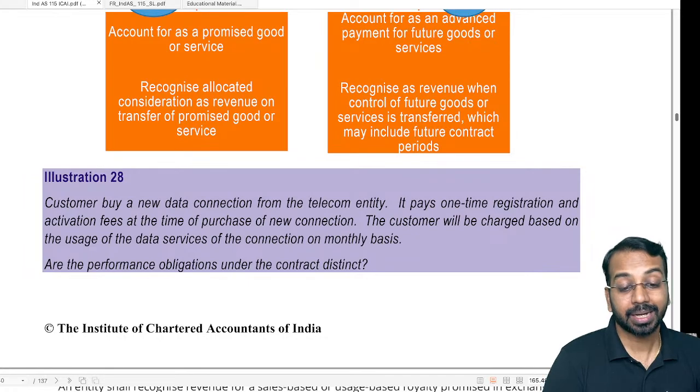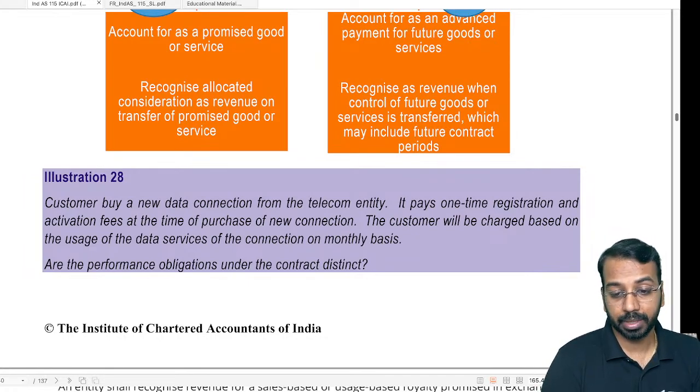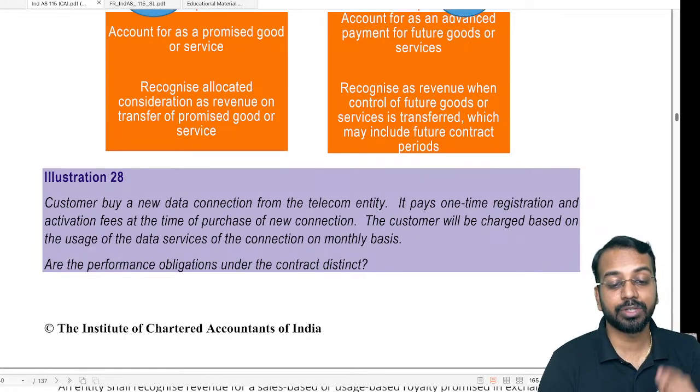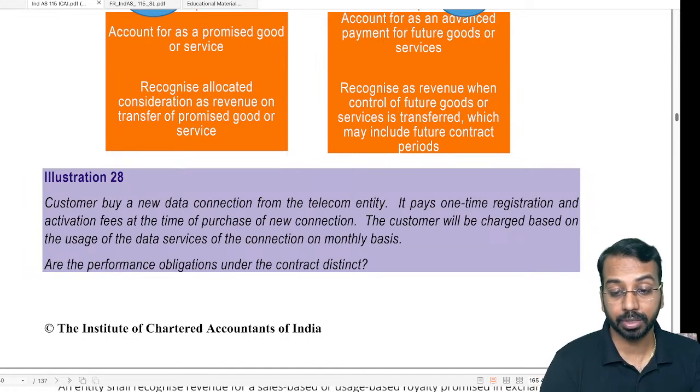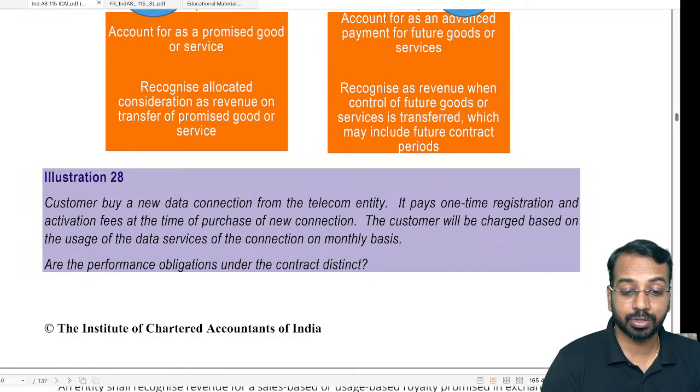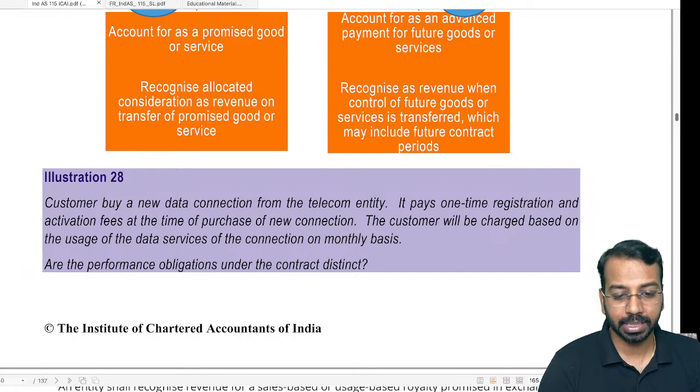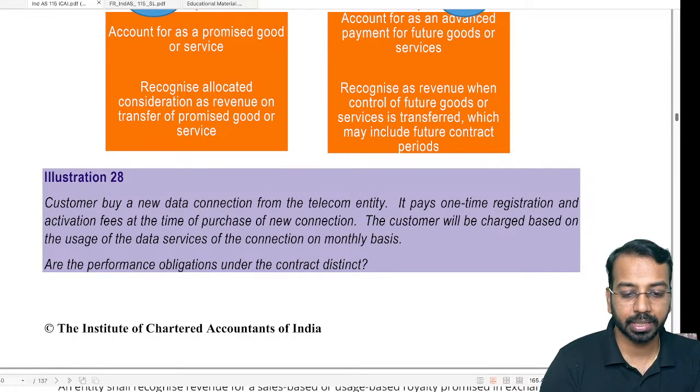Non-refundable upfront fees. Customer buys a new data connection from a telecom entity. It pays a one-time registration and activation fee at the time of purchase of the new connection. Now here we are paying one-time registration and activation fee. The customer will be charged based on usage of data on a monthly basis. Are the performance obligations under the contract distinct or not?